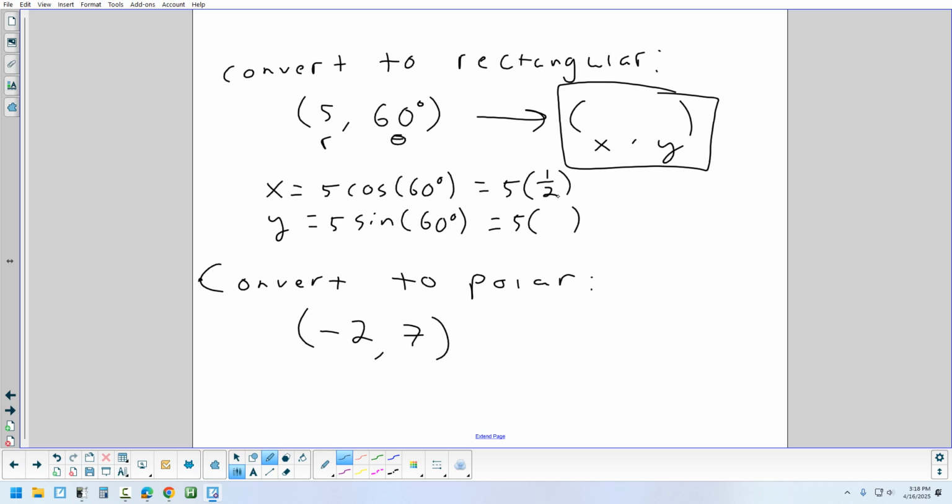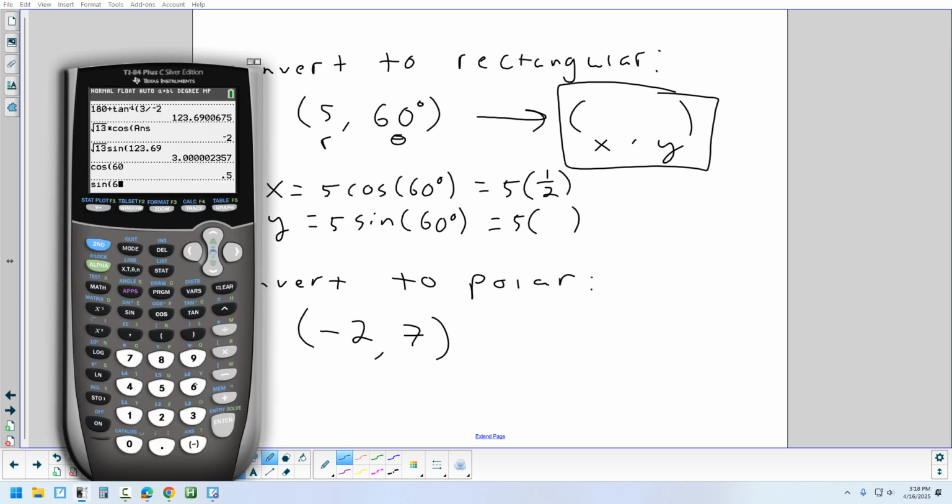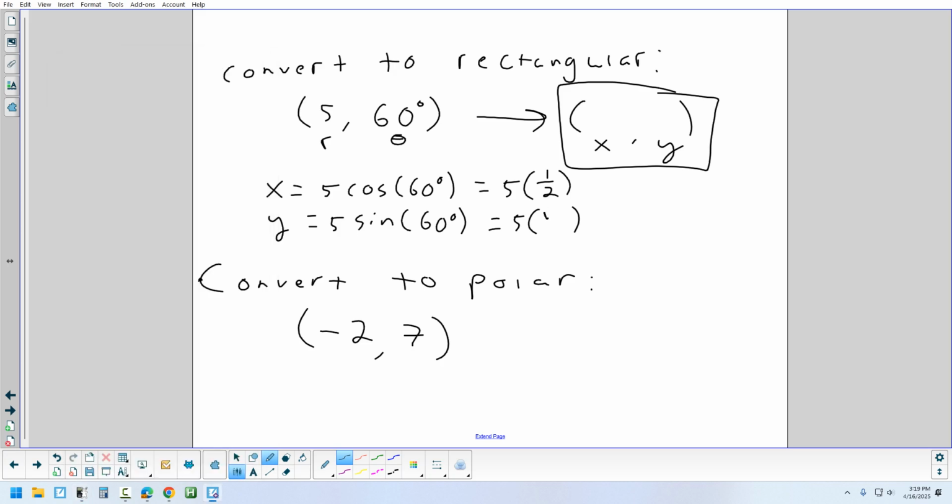Now, when you're dealing with a multiple of 30, if one of them comes out without a square root, the other one will have a square root. Okay, when I do sine of 60, I get 0.866, but I need to recognize that as a special number. What is 0.866? Yeah? Root 3 over 2. That's root 3 over 2. Okay, that comes from the unit circle. So root 3 over 2.